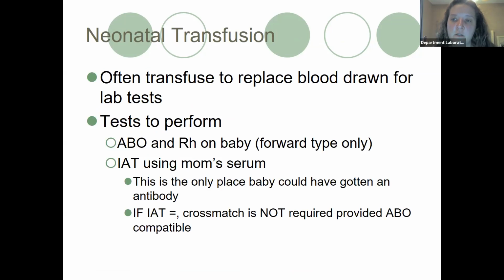If you're at an institution where you don't have mom, you can call the transferring hospital, the one where the baby was born and then they transferred it to you. You can call them and ask what mom's antibody was. However, that gives you a history. You still have to perform testing on your baby. You have to prove that that antibody is in baby's circulation.